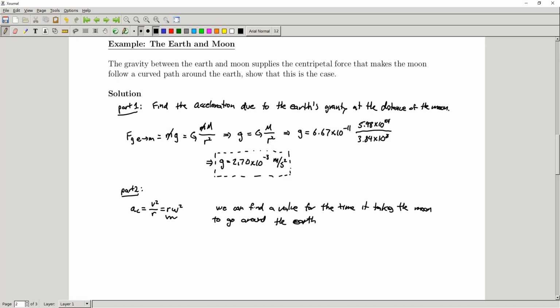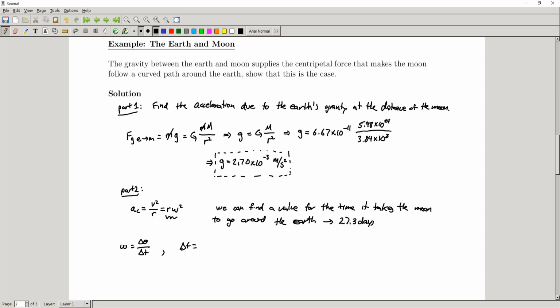Okay, so we can find a value for the time it takes for the moon to go around the Earth, and if we look for that, we would find that that is 27.3 days, right? But we want to be able to write things in terms of omega. We want our angular velocity here to be given to us in radians per second, not radians per day. So we need to do some multiplication. So maybe I'll take a step back here. We know that omega is equal to delta theta over delta t.